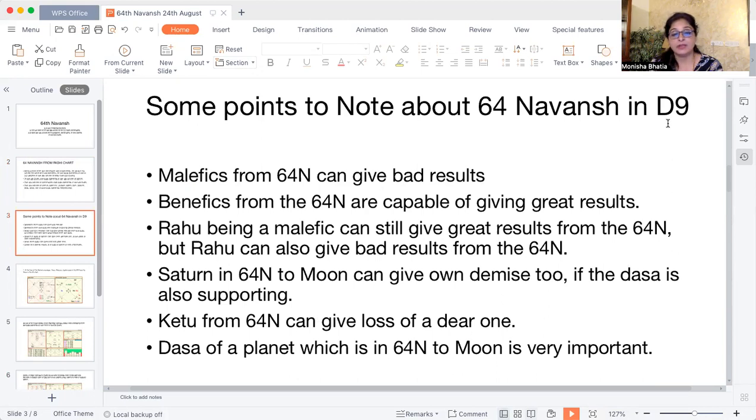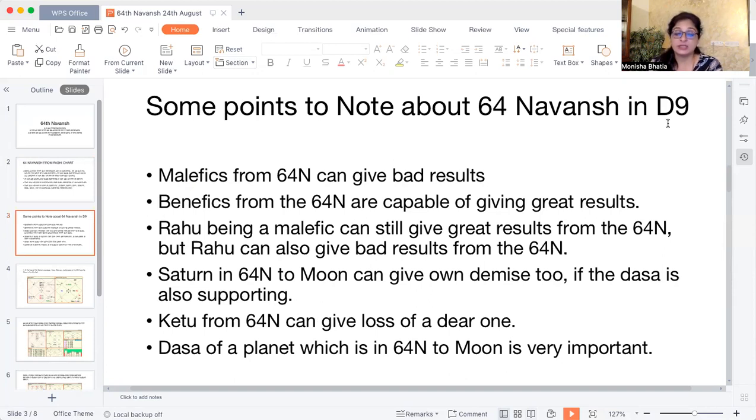Rahu, being a malefic, can give excellent results when it is transiting in the 64th Navamsha. But at the same time, Rahu can also give bad results when it is transiting the 64th Navamsha to any given planet.